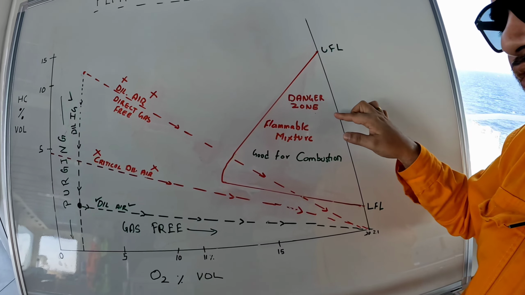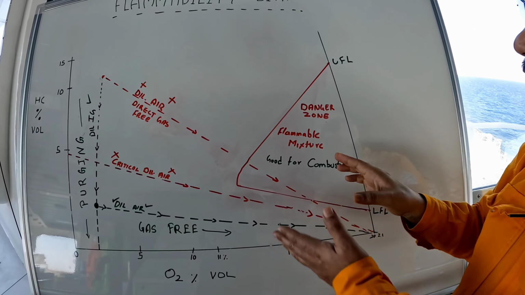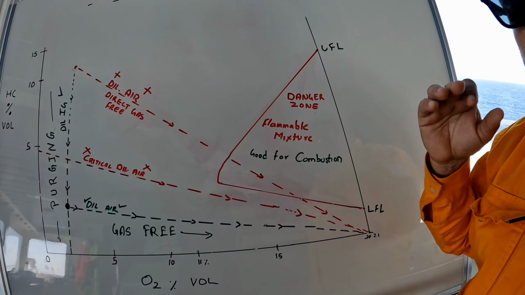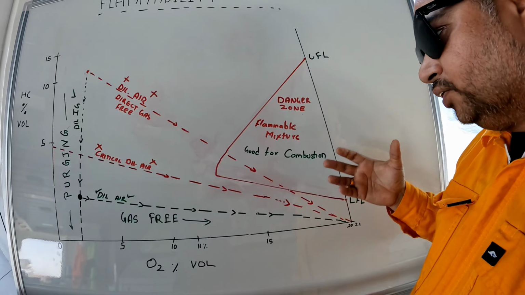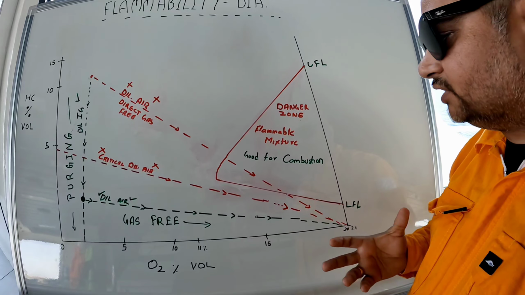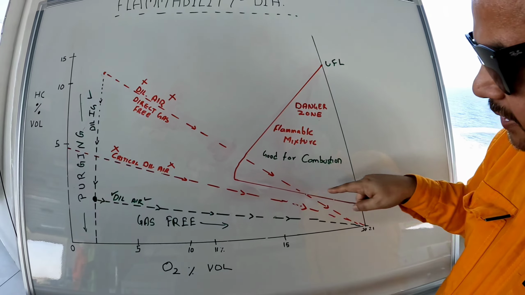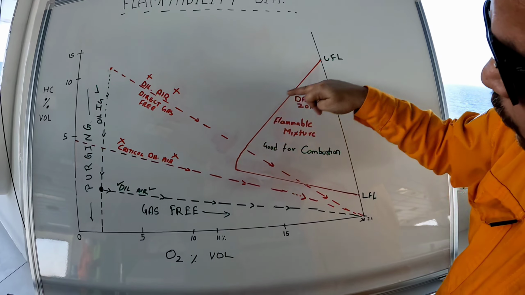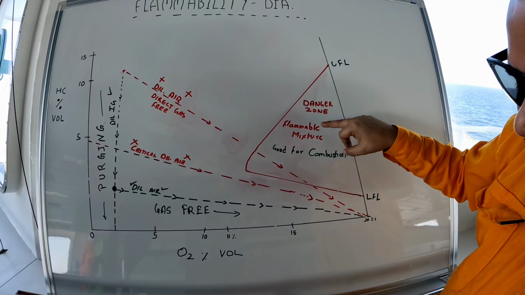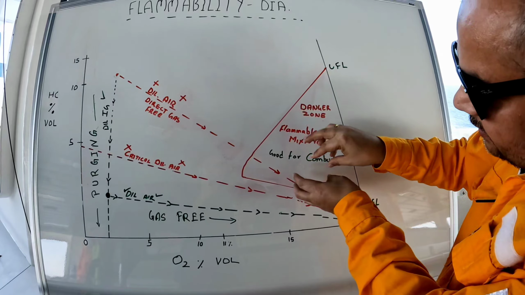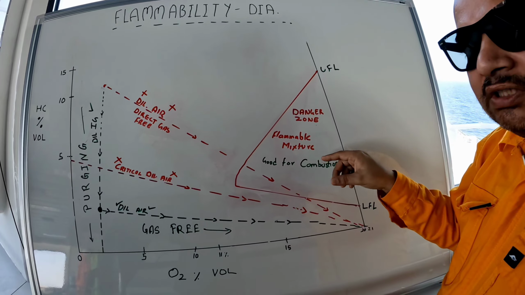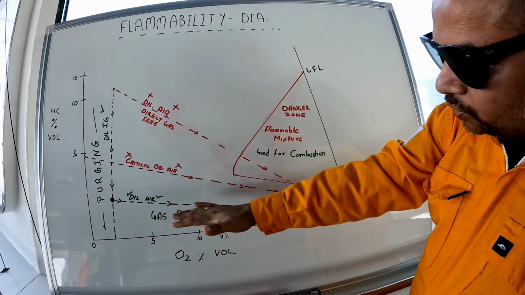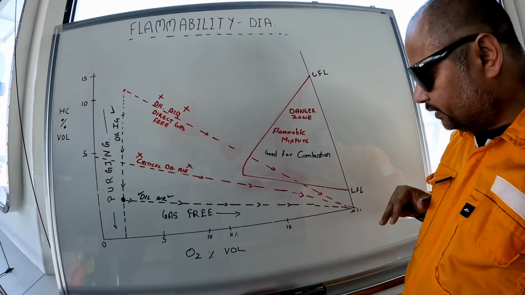Why do I say this is a danger zone? Because anytime your tank atmosphere is inside this curve, your tank is susceptible to an explosion or fire. You can have a fire or an explosion if there is a source of ignition. That is why our main aim in this whole diagram is to stay outside of this red color zone which I have drawn over here, which is the flammability mixture. Basically inside this you have got the right combinations of oxygen and hydrocarbons for explosion or fire. So our main aim is to stay outside this area whenever we are coming to gas free mode.